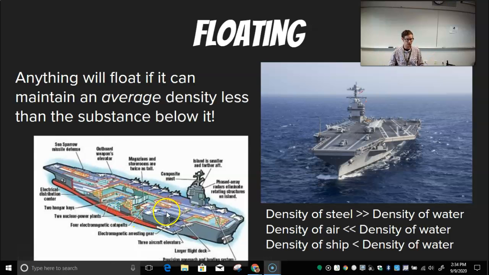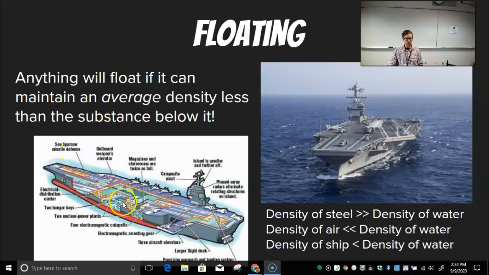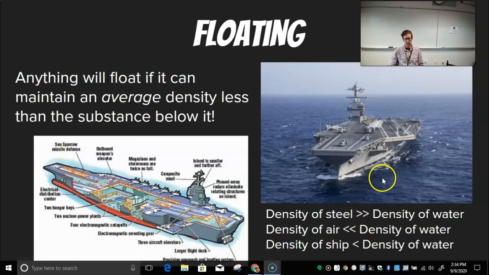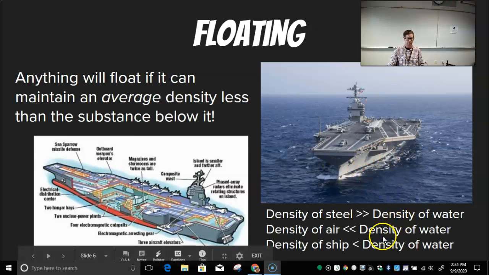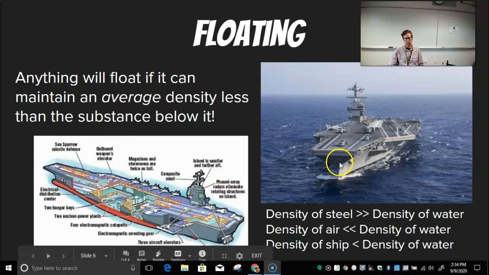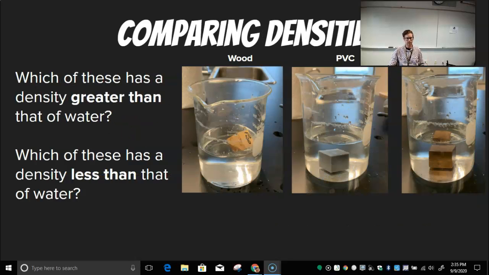So that means that the overall density of this ship, if we took its entire volume and its entire mass, we would find that it ends up with a lower density than the density of the water, and therefore it floats, right? The only problem would be if somehow a hole got into the side and the air was replaced by water, and then it wouldn't have that air in there, and it would overall be more dense and sink. Let's look at some common objects.